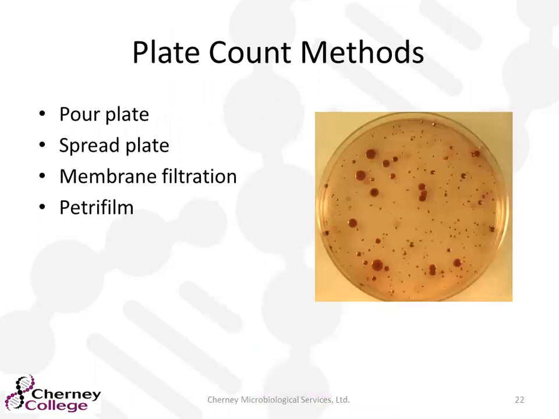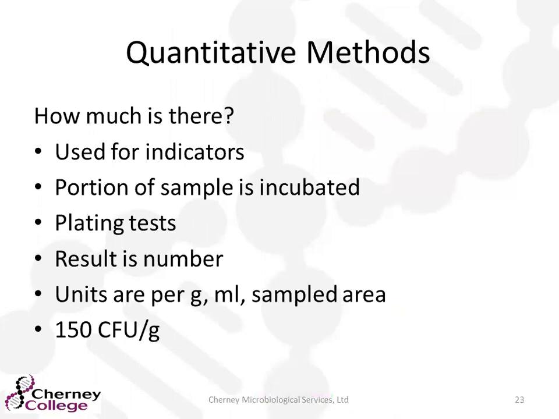So we have multiple different methods here. We'll go through here quickly. Pour plates, spread plates, membrane filtration, Petrifilm, and the one that's up here that I'm just going to hit on quickly is our most probable number, or MPNs. So again, this is a quantitative method. We're going to take your sample. We're going to look for that indicator, give you an actual number at the end of it.